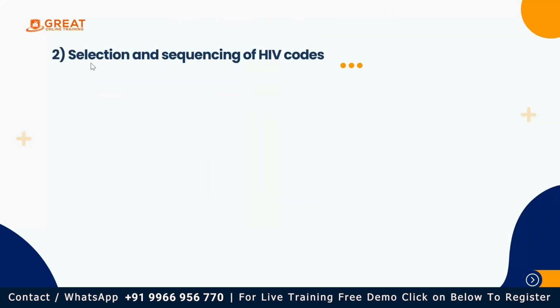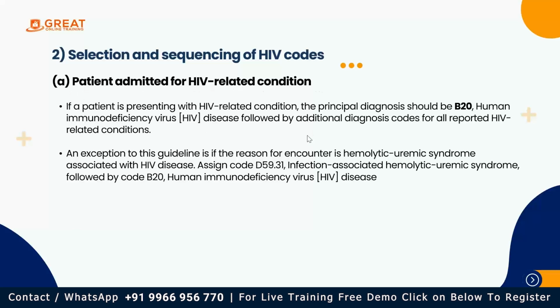Okay. The second guideline, selection and sequencing of HIV codes. In this first guideline, patient admitted for HIV related condition. If the patient is presenting with an HIV related condition, principal diagnosis should be B20, human immunodeficiency virus HIV disease. For confirmed HIV disease, we have code B20. Please remember these few codes, so you will not waste time in the examination. When you go through this course a few times, you will get it.